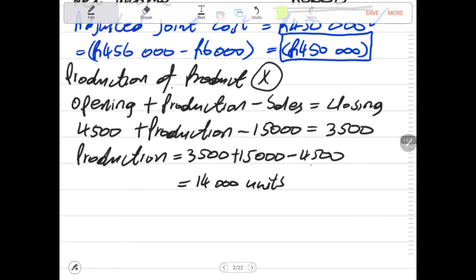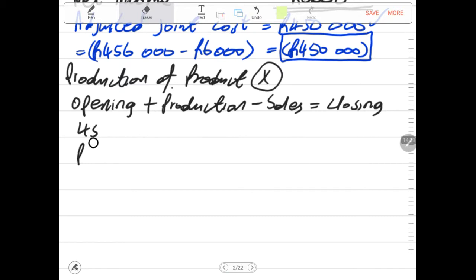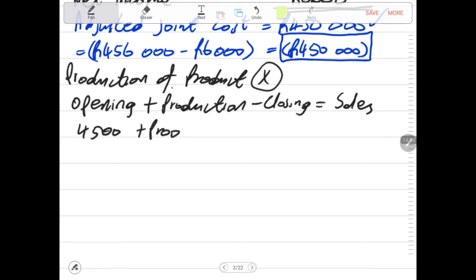Now at the same time, you can use another slightly different approach, but you still get to the same figures. You can still not say minus sales, you can say minus closing is equal to sales, or some students prefer to say minus closing. Minus closing is equal to sales. So even if you use that approach, you still get to the same figures. Opening is 4,500. Production is what we are looking for. Minus closing, which is 3,500, and our sales being 15,000. Then now we are looking for the production.